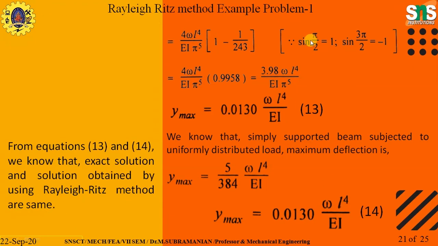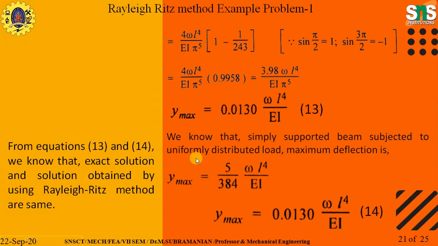So we simplify this term. Finally, y max equal to 0.0130 wL^4 divided by E I. This is equation number 13. So we simplify this term: 4 wL^4 divided by E I pi^4, 0.9952, equal to 3.92 wL^4 by E I pi^5.